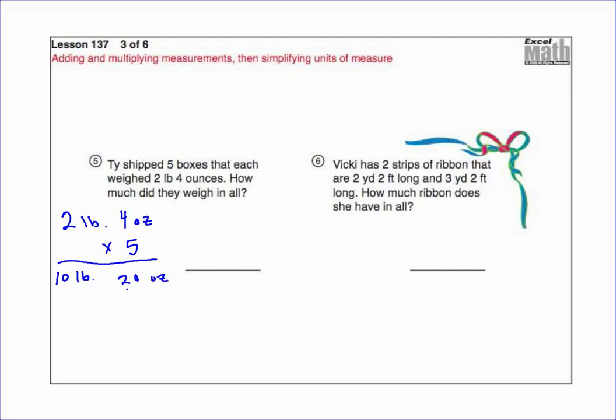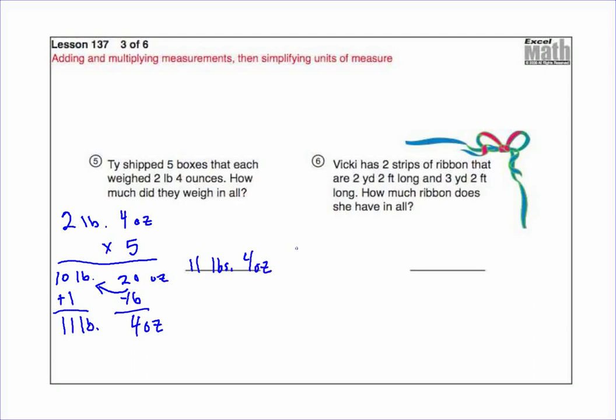And so I want to move a pound from here over to here, so I shouldn't have an answer that's higher than 15 here. No 16s on the outside. So I'm going to take 16 off of there, and I'm going to add 1 pound onto there. That leaves me with 4 ounces after I take the pound off and 11 pounds. So that's my answer, 11 pounds, 4 ounces.